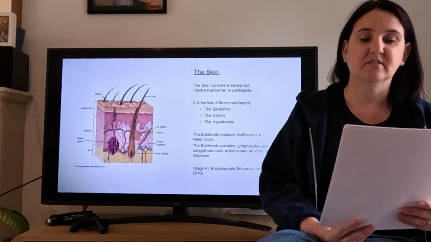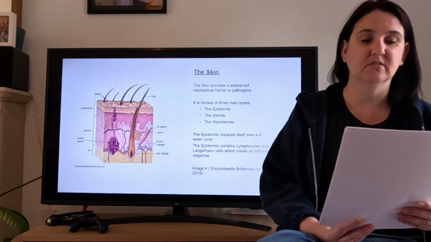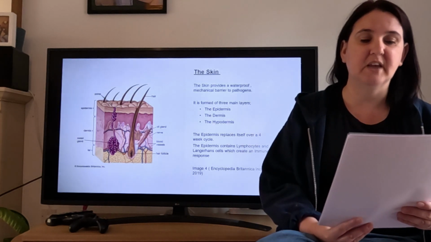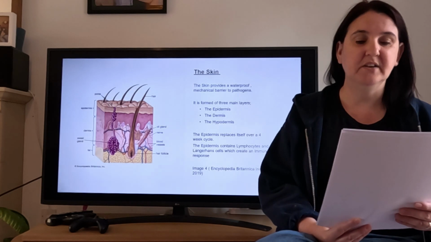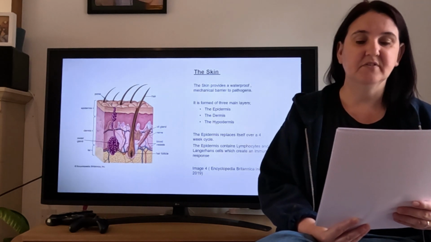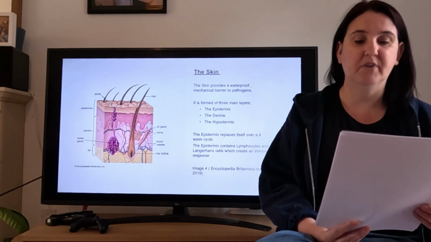Formed of 3 layers, it is a waterproof and mechanical barrier that stops pathogens before they cause infections. The epidermis is the outermost layer and is made up of cells that produce keratin. It continually replaces itself over a 4-week cycle. The epidermis contains lymphocytes and Langerhans cells that create an immune response and play an important role in fighting infection.